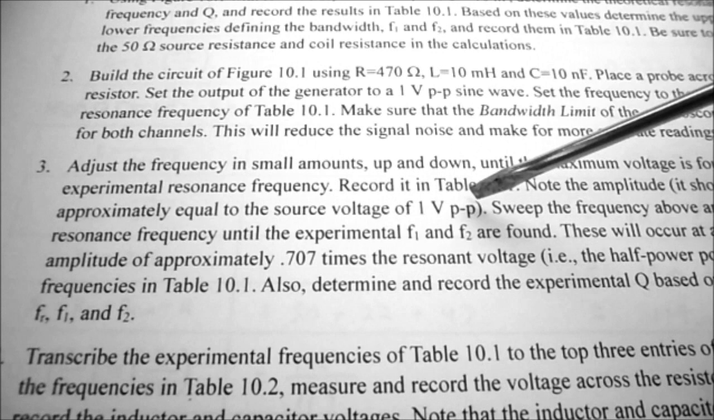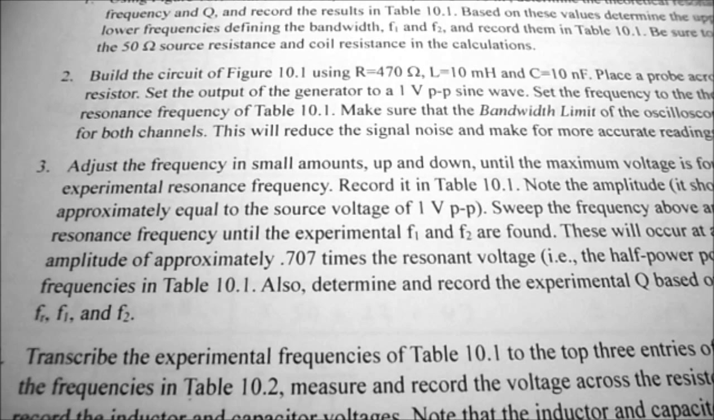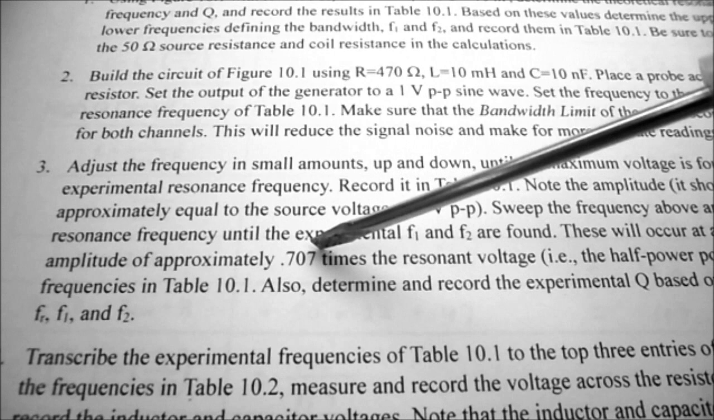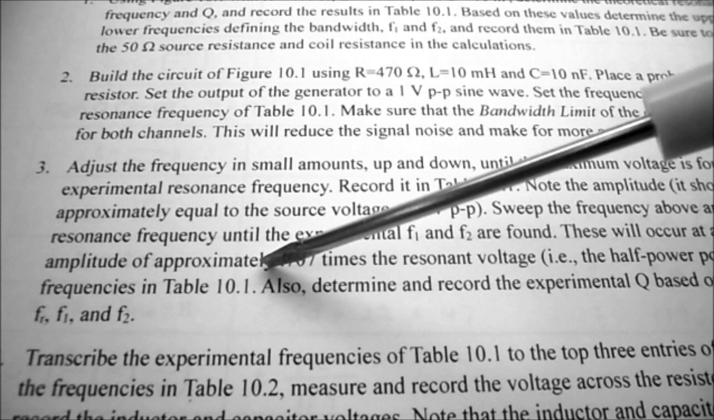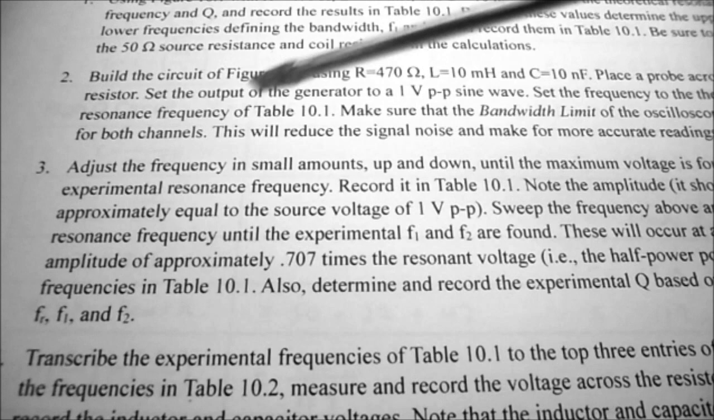We're then going to sweep the frequency above and below the resonant frequency until the experimental F1 and F2 are found. These will occur at a voltage amplitude of approximately 0.707 times the resonant voltage, i.e. the half power points. We're to record these frequencies in table 10.1. Also determine and record the experimental Q based on the experimental resonant frequency, F1, and F2.